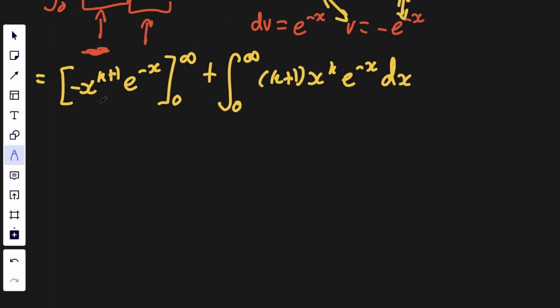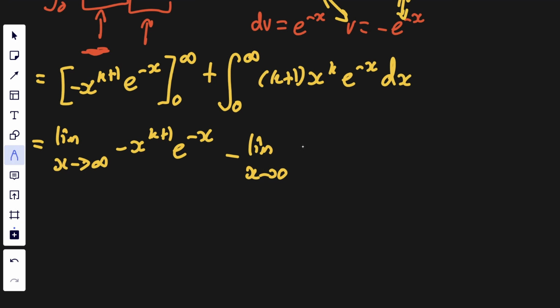Okay, so first of all, let's have a look at this part here. So this is going to just be a limit. So at the limit as x goes to infinity of minus x^(k+1) e^(-x). Well, exponentials beat polynomials, so this is going to be 0. Minus the limit as x goes to 0 of minus x^(k+1) e^(-x). Well, again, this goes to 0. So this here is going to be 0. This here is going to be 0.